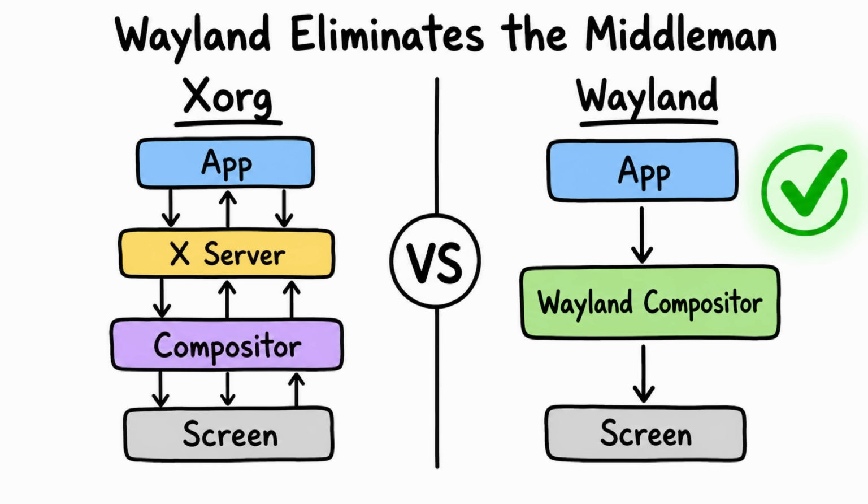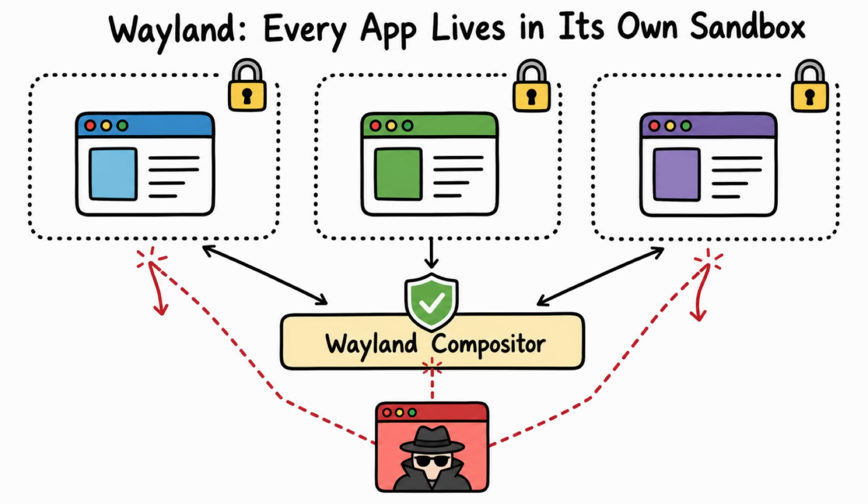Here's the key insight of Wayland. Eliminate the middleman. In Wayland, there is no separate X server sitting in the middle. Instead, the Wayland compositor is the display server. It talks directly to the GPU, directly to the input devices, and directly to the applications. No bouncing, no traffic cop, no unnecessary hops. The app sends a frame and the compositor puts it on screen. Clean, simple, fast.